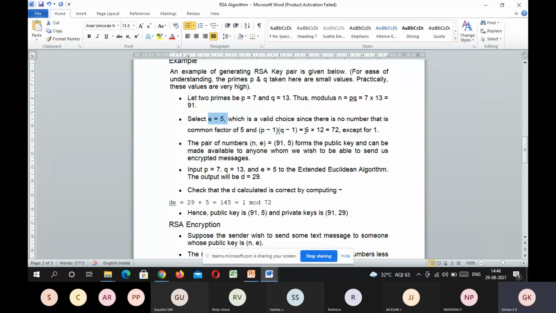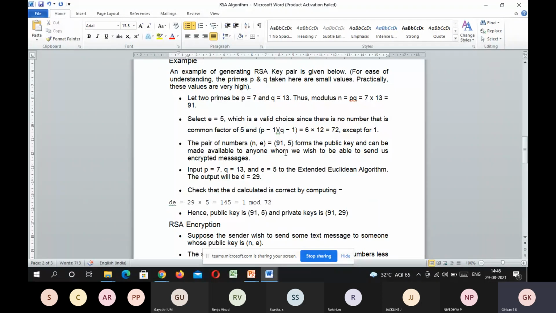What is P minus 1? 6. What is Q minus 1? 12. 6 into 12 is 72. Whatever value of E you select, you have selected 5, and between 5 and 72 there should not be any common factor except 1. So between 5 and 72 there is no common factor, only 1 is the common factor. Therefore E can be chosen. Now we have the public key, that is E comma N, which is 5 comma 91. 5 is the public key and 91 is the value of N, the modulus N.